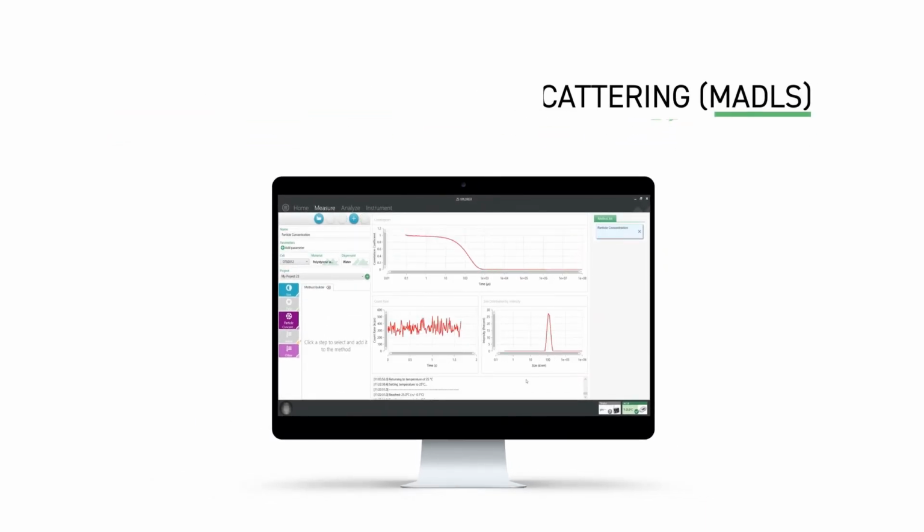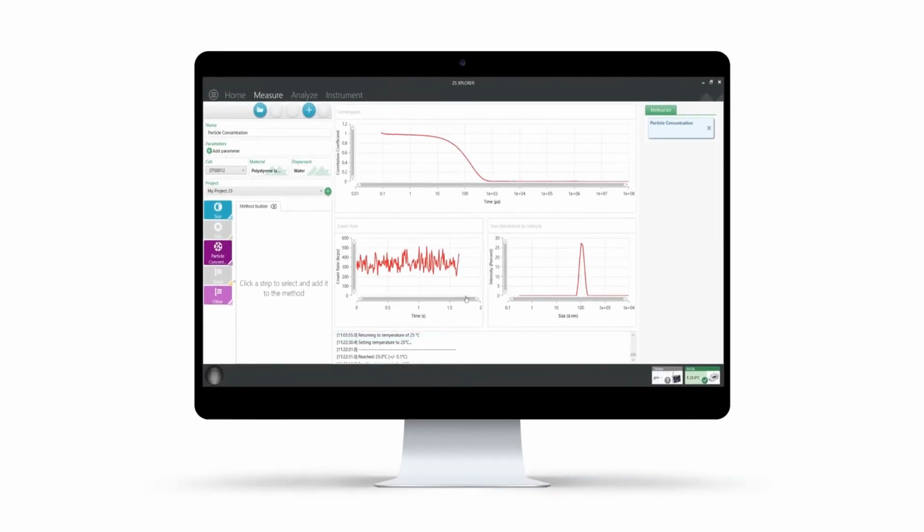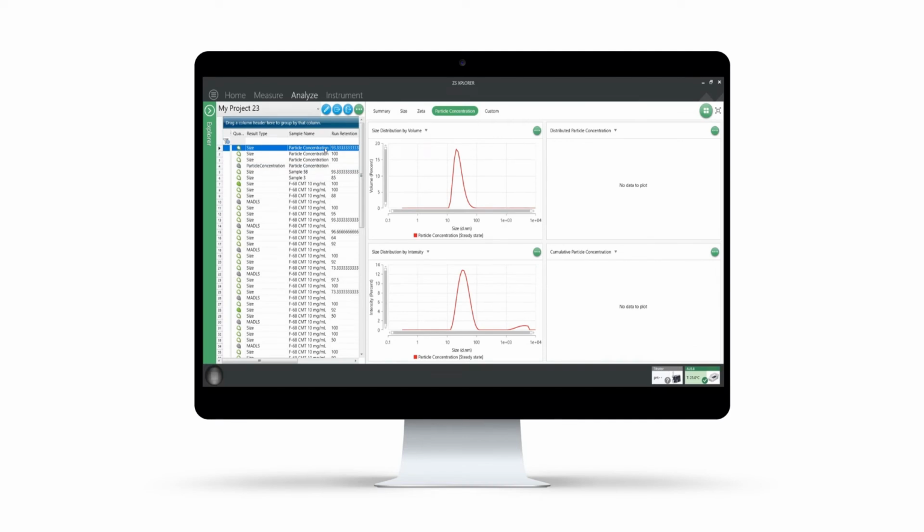The Zetasizer Ultra also employs a new measurement protocol called Multi-Angle Dynamic Light Scattering, or MADLS for short. MADLS combines data from 3 measurement angles to resolve any hidden size populations and give a single particle size result that you can trust. This novel approach can also be used to determine particle concentration without the need for calibration or specific sample information.